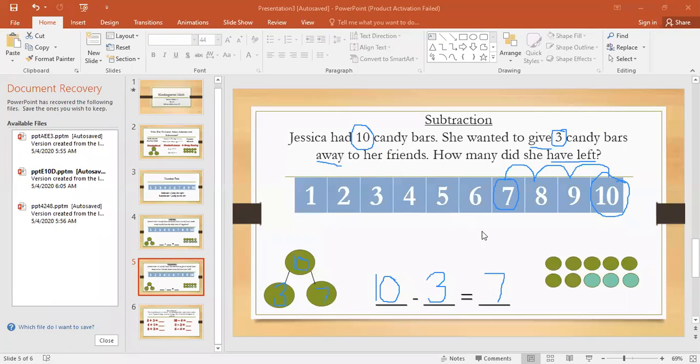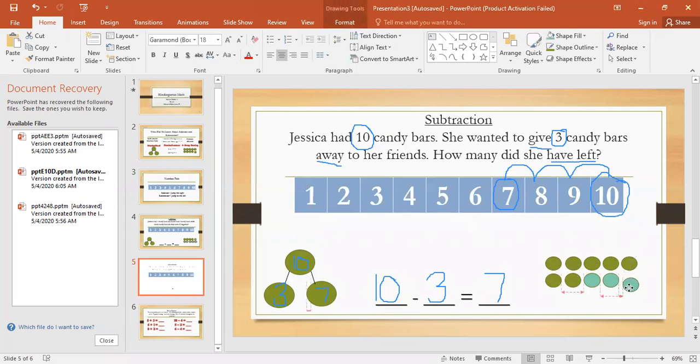Okay, and let's go over to our 5-group drawing and show this problem just with our 5-group drawing. Count with me together how many circles I have. 1, 2, 3, 4, 5, 6, 7, 8, 9, 10. These are my 10 candy bars. All right, Jessica wanted to give 3 candy bars away. So I'm going to take away how many circles? 3 circles. 1, 2, 3.